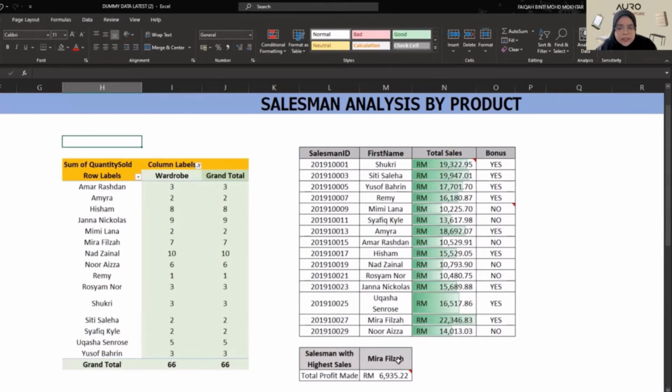Lastly, we use the SUMIF function again to identify the total profit made by the salesman with the highest sales, which is Mirafiza. We use the SUMIF, which involves the salesman ID of Mirafiza and the profit from Mirafiza from the sales invoice. And we can clearly see that the salesman with the highest sales, which is Mirafiza, has made a total profit of 6,000 ringgit 935 and 22 cents.